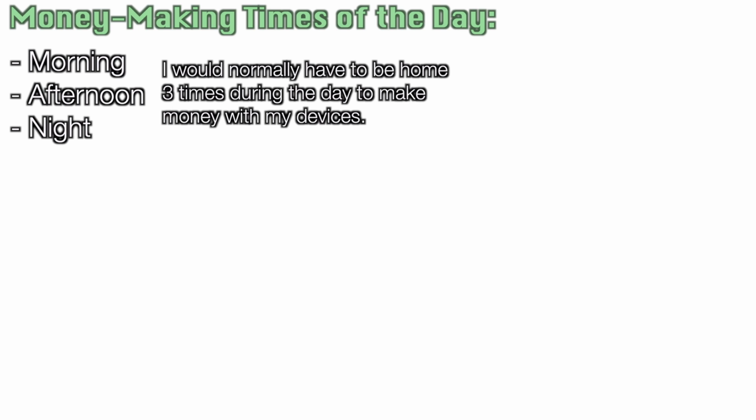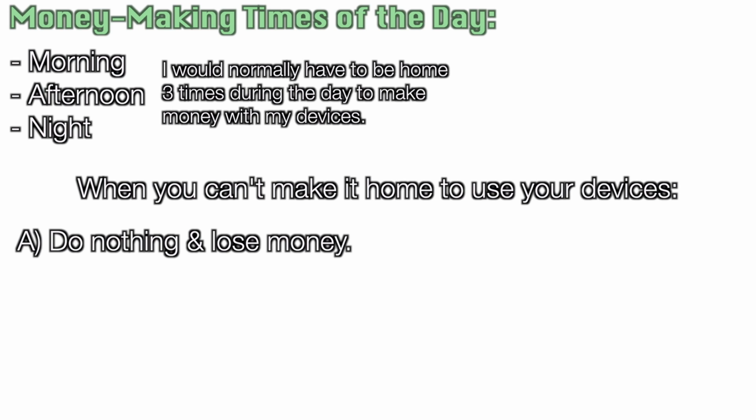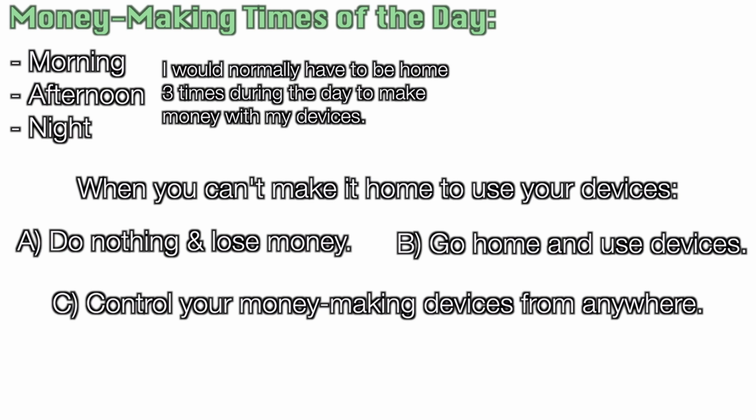So you have 3 options when these kinds of things occur and you can't make it to your devices at the designated times during the day. A, you can lose money. Okay, we don't want to do that. B, you can drive home and actually use your devices. Well, that's very inconvenient if you're out during the day. It's impossible if you're on vacation. Or C, you could remote control your devices no matter where you are. All you need is an internet connection.